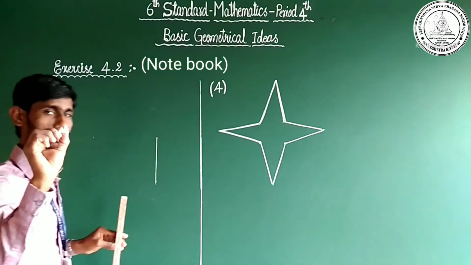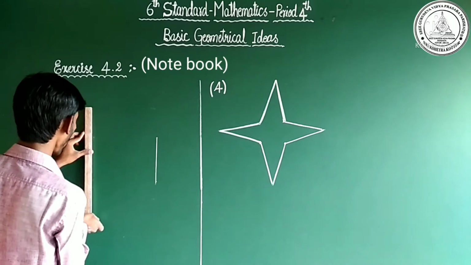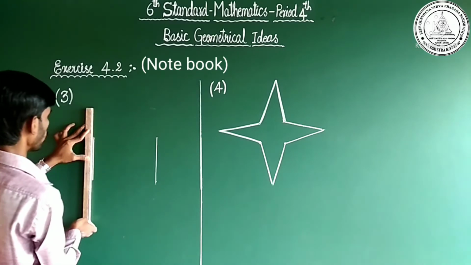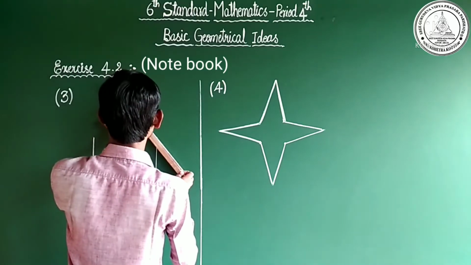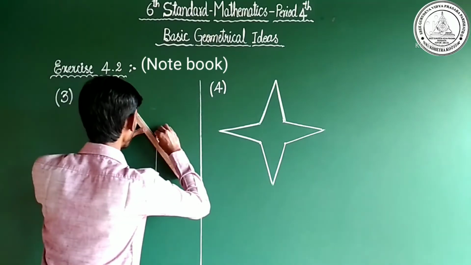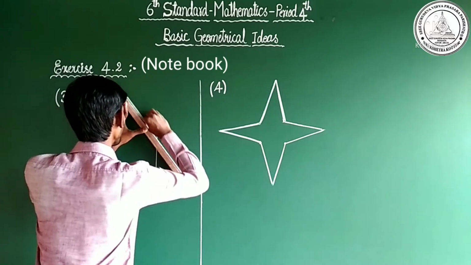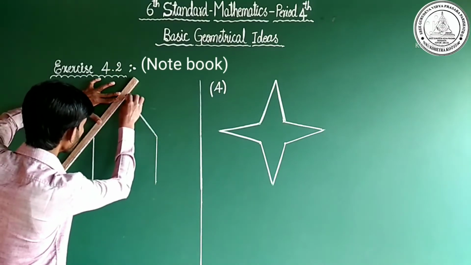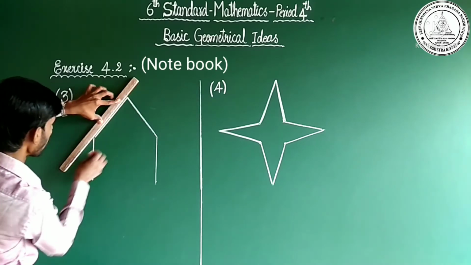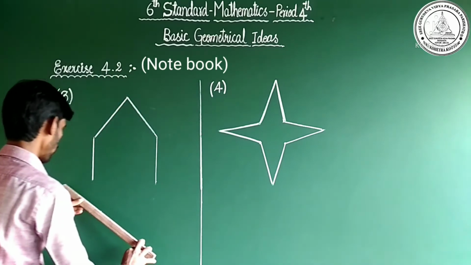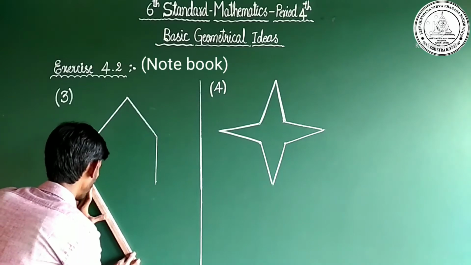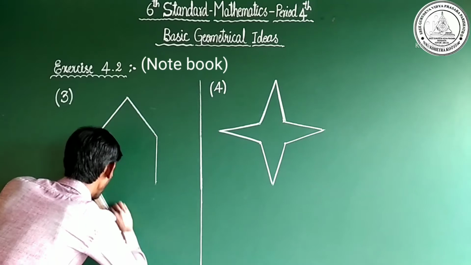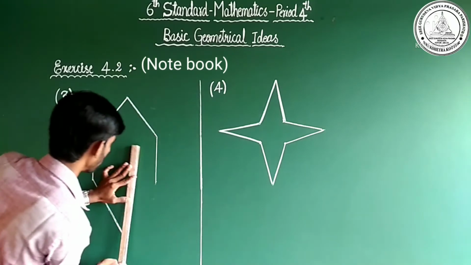Dear children, please use a pencil while you are drawing polygons. Hexagon. I'm going to draw a hexagon. Hexa is nothing but 6. Penta is 5. Pentagon means 5 line segments. Hexagon, 6 line segments. You should be able to say examples of polygons.